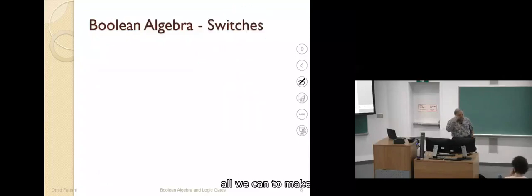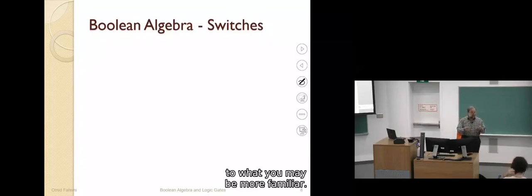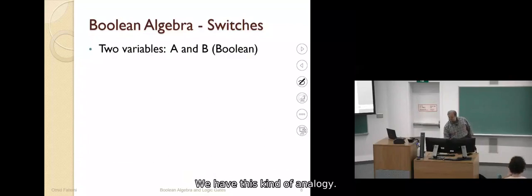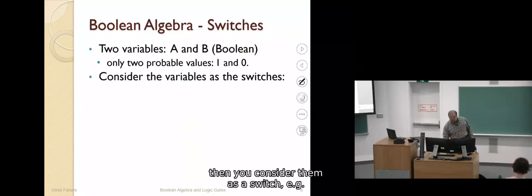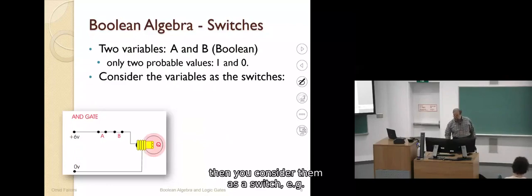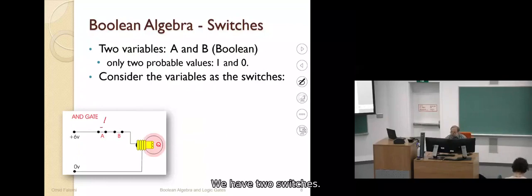To make things similar to switches, which you may be more familiar with, we have this kind of analogy. We have A and B, which are either 1 or 0. Then you consider them as switches. For example, look at this one. This is a switch. We have two switches.